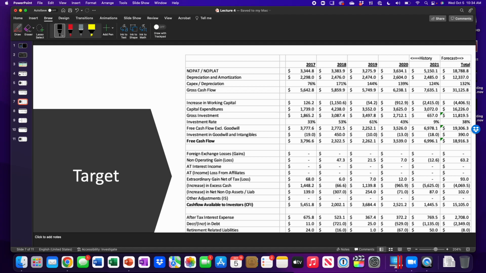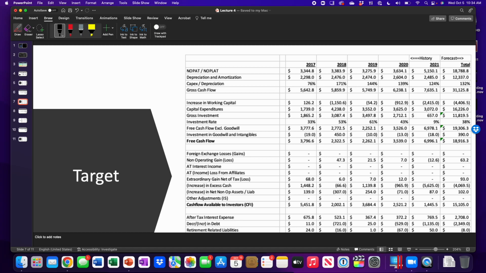Over the 5 years, they had a Capex to depreciation ratio of 132%. In 2021 it is 124%. They are probably growing moderately and continuing to open up stores. That's the expectation for probably 2022.